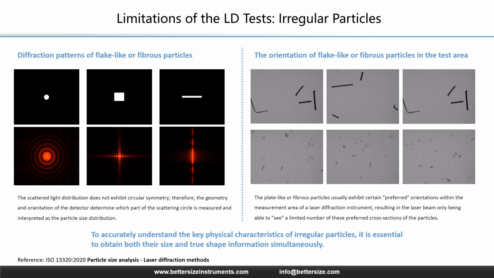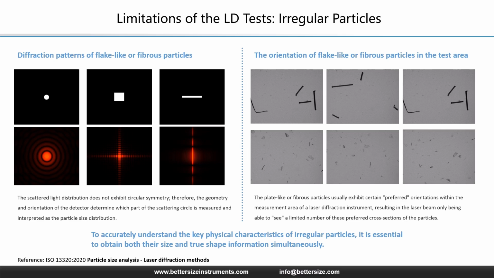Second, consider flake-like particles. These tend to orient themselves with their largest surface area facing the beam. This causes the instrument to capture an equivalent projection that biases the result toward a large size while losing critical shape information. Because of this preferred orientation, the scattering pattern loses its circular symmetry. The result is a distorted measurement, a 1D number trying to describe a 3D complexity.